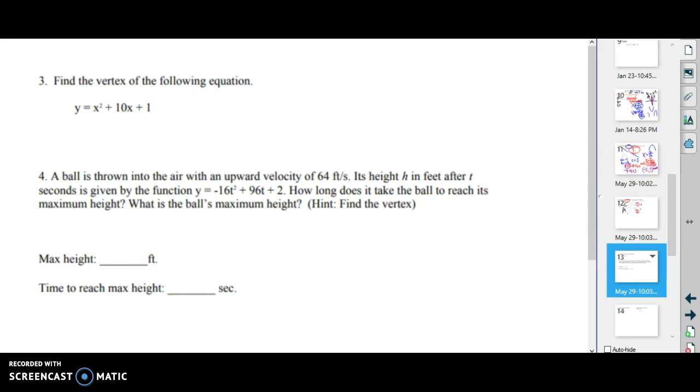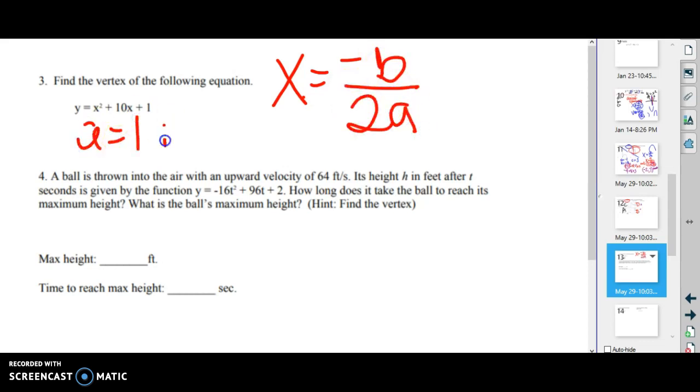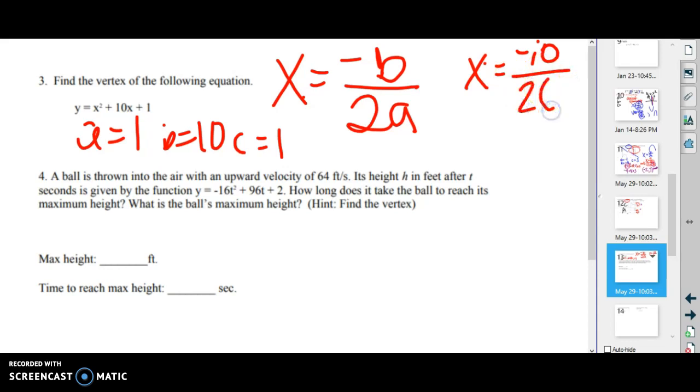Alright, there are a couple of options here. I can put it into x equals the opposite of b all over 2a. If I do that, I know a equals 1, b equals 10, c equals 1. So x equals the opposite of b all over 2a, so x equals -5. But that's the axis of symmetry. That's not really what they're looking at. So I really want -5.